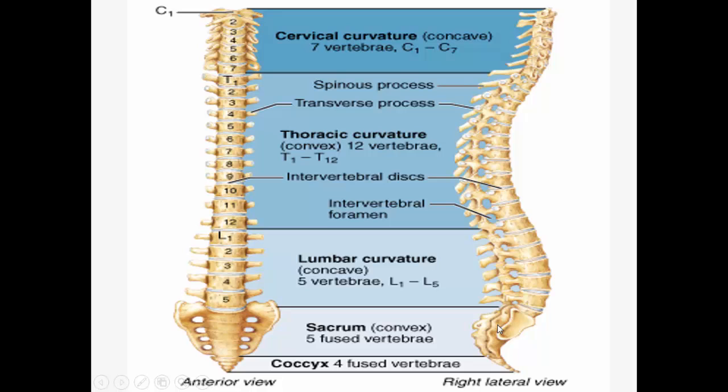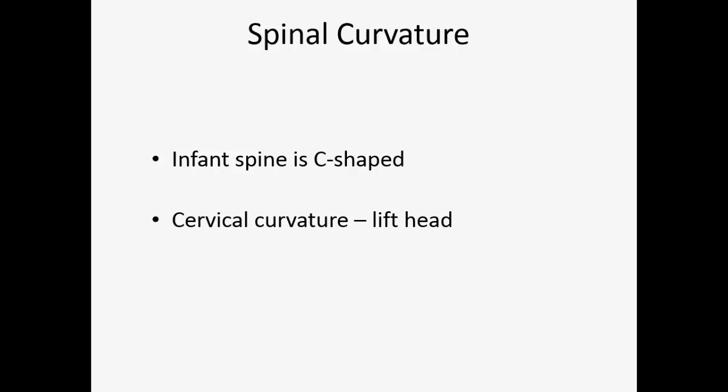They usually use the idea that you eat breakfast at 7, lunch at 12, and supper at 5 to help you remember how many bones are in each region of the vertebral column. Spinal curvature is important to the way we move. An infant spine is C-shaped. If you think about it, they've been curled up in the uterus all that time. As they begin to lift their head, they begin to get cervical curvature. This is what allows us to hold our head up. And then as they begin to walk, they develop that lumbar curvature. This is what allows us to keep our balance.